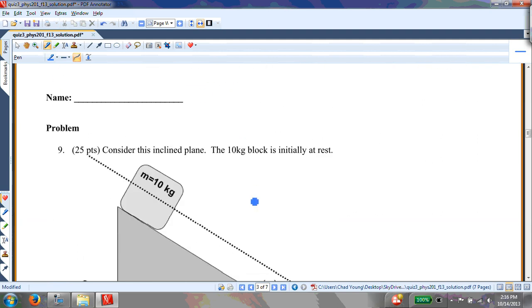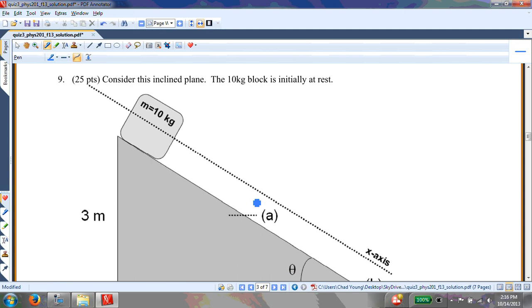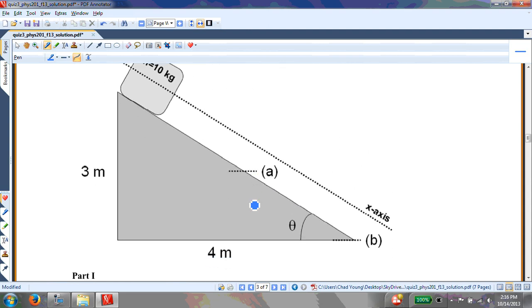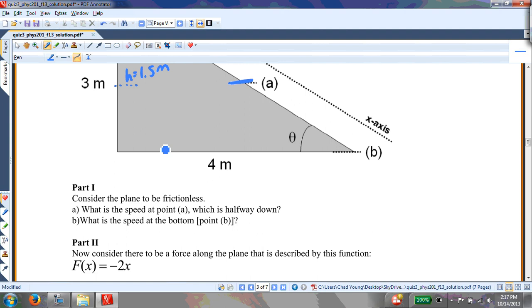Alright, let's get on to the free response. This first one was a simple conservation of energy problem, at least the first part. I have this inclined plane. At first I consider it to be frictionless, and I want to know what is the speed at point A, which is halfway down. So that would be at a height equal to 1.5 meters. And then I want to know what is the speed at the bottom, point B.